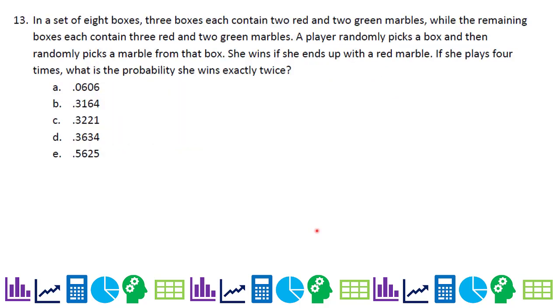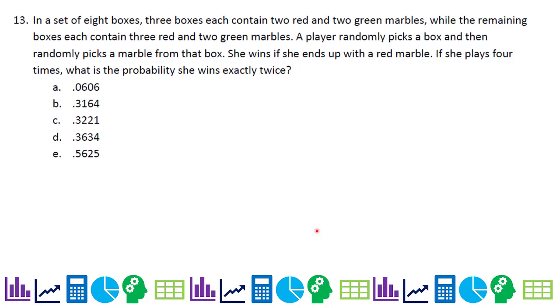In a set of 8 boxes, 3 boxes each contain 2 red and 2 green marbles, while the remaining contain 3 red and 2 green. A player randomly picks a box and then randomly picks a marble from that box. She wins if she ends up with a red marble. If she plays 4 times, what is the probability she wins exactly twice?